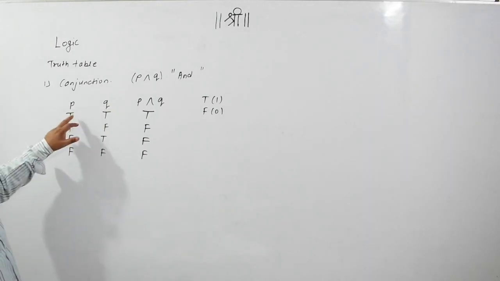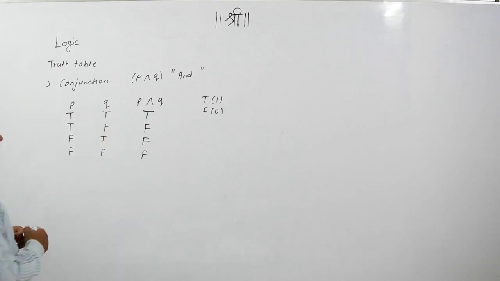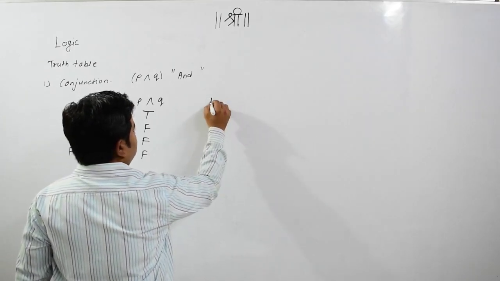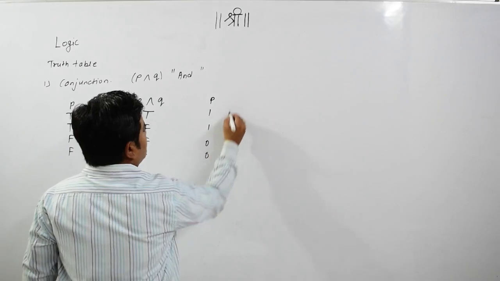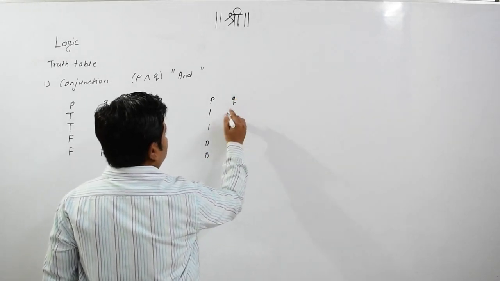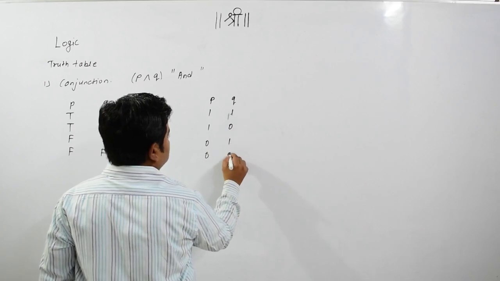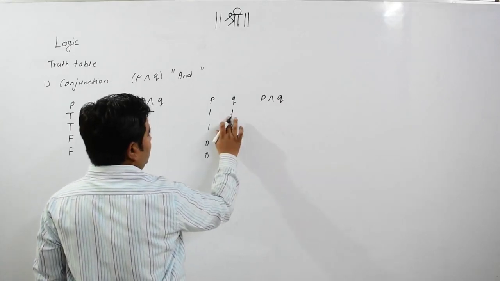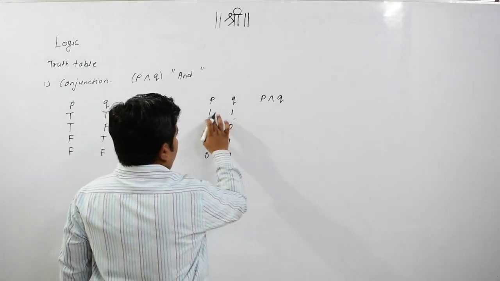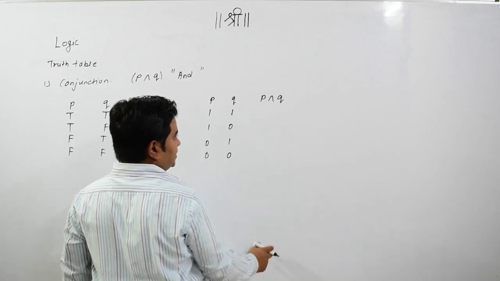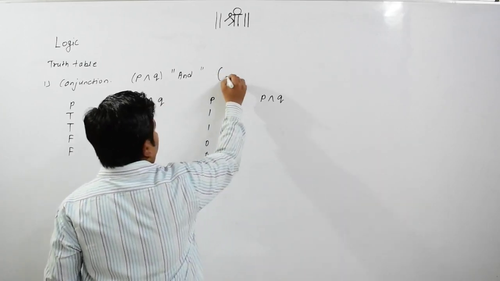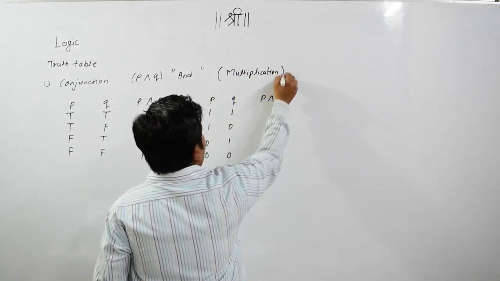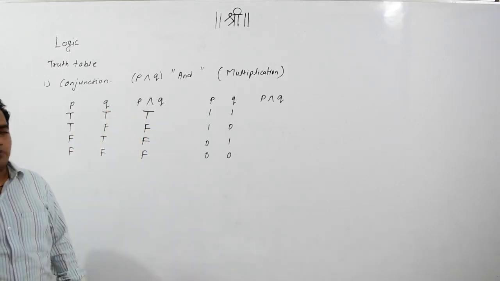So that's how we simply get the value. This is simply indicating multiplication. I would like to suggest you perform this task. If you take P as 1, 1, 0, 0, and Q as 1, 0, 1, 0, and again P and Q, you will get simple values. 1 into 1, so AND represents multiplication. As I said, keep it in mind.